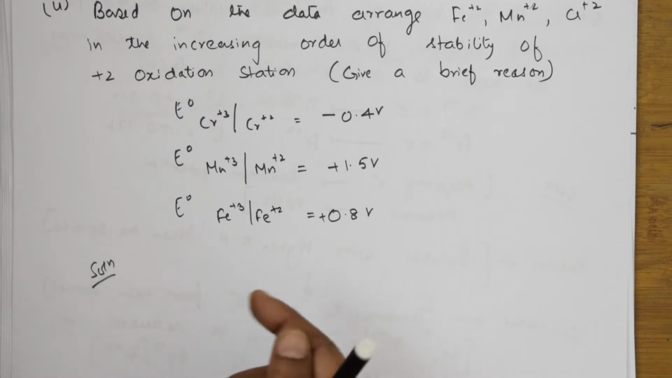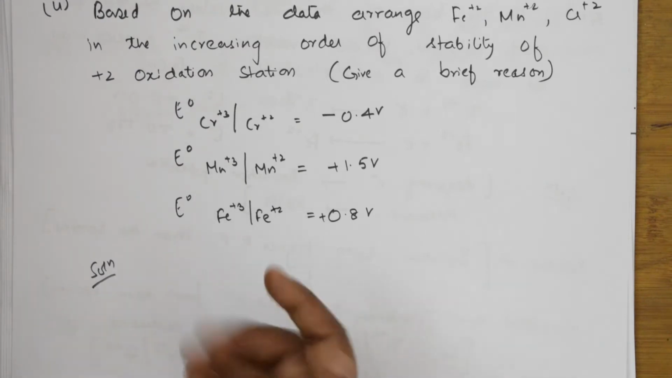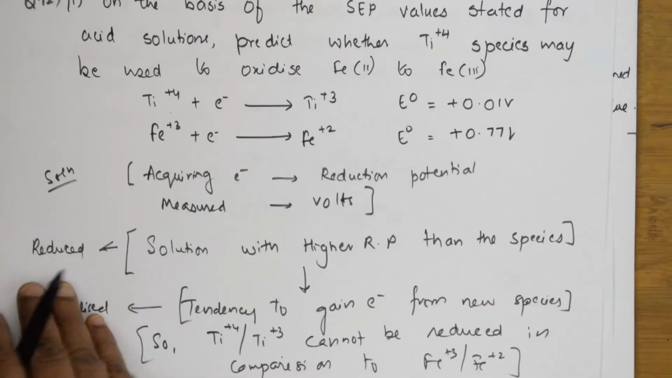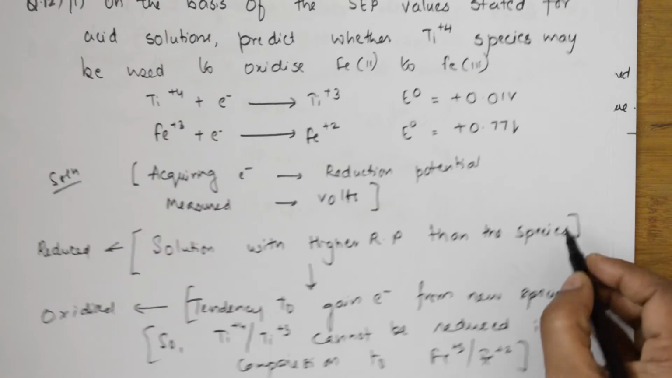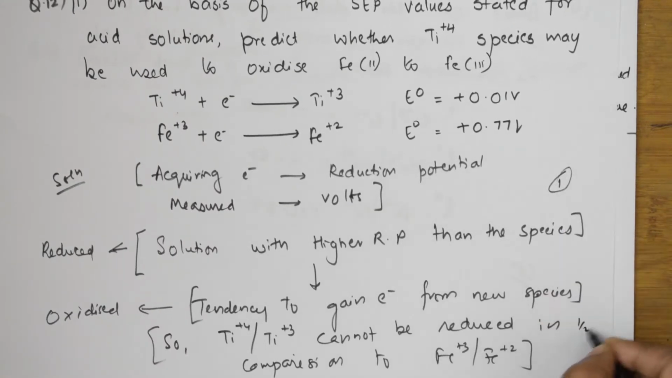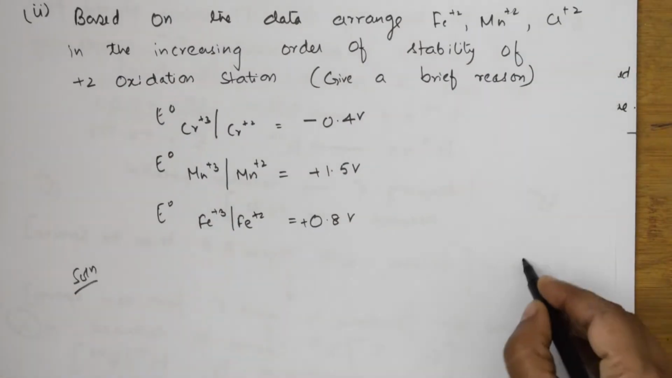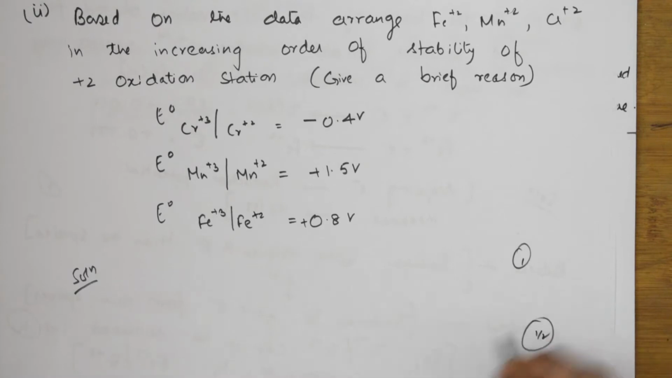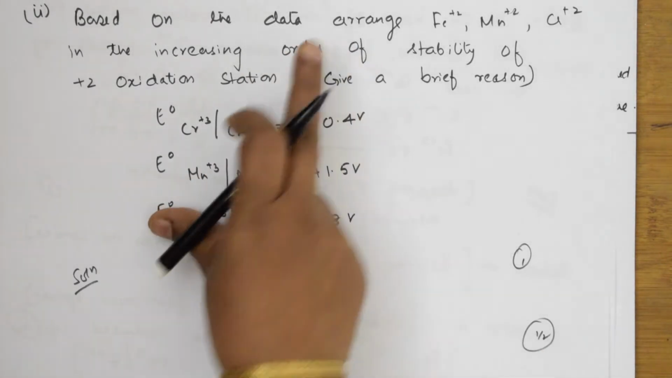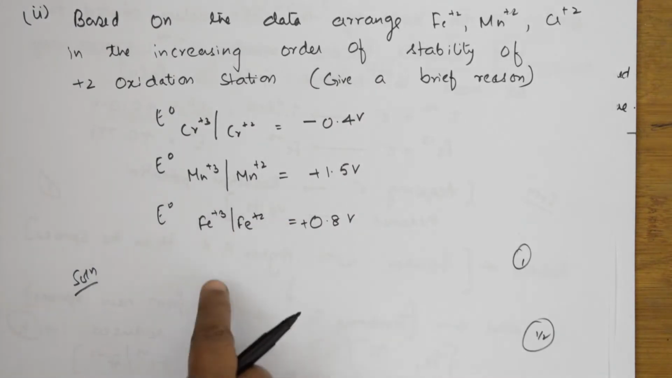Because the earlier one was a 1.5 marks question. So it was this one. This is a 3 marks question, isn't it? So this first one is 1 mark and this is half a mark. Now here, the first reason would be 1 mark and the second would be half a mark, right? So first of all, they said arrange the following in the increasing order of the stability of the plus 2 oxidation state. Remember one clue.